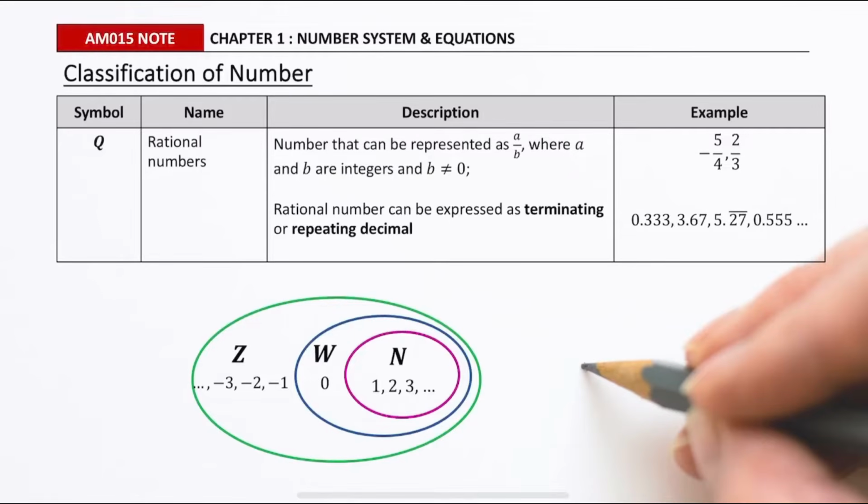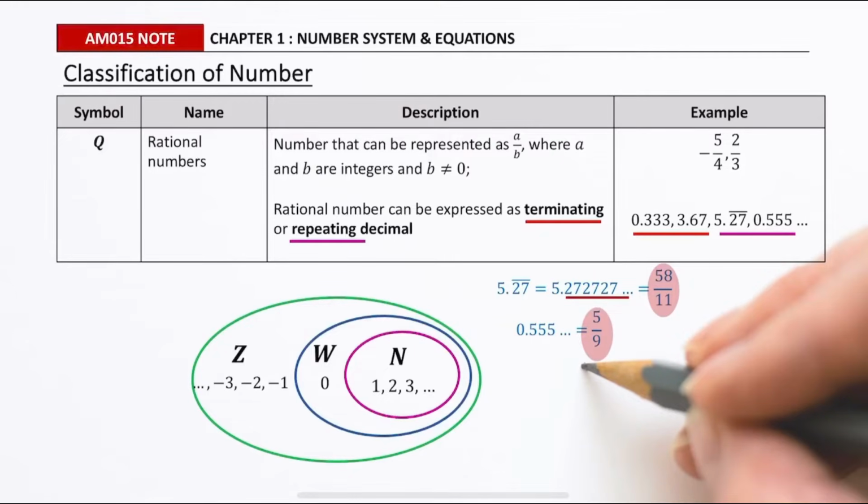In decimal form, a rational number can be expressed as a terminating decimal or repeating decimal. The number 5.27 with a bar above the 27 means that 27 repeats until infinity. And this number can be expressed as the fraction 58 over 11. 0.555 with 3 dots can also be expressed as the fraction 5 over 9.